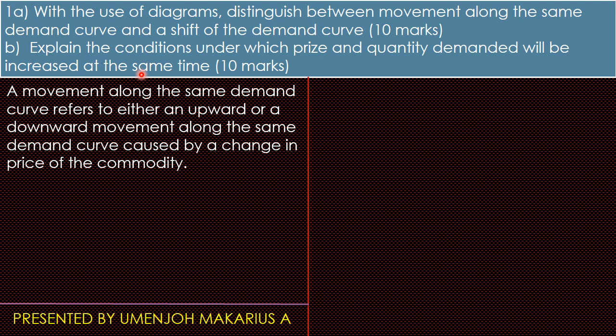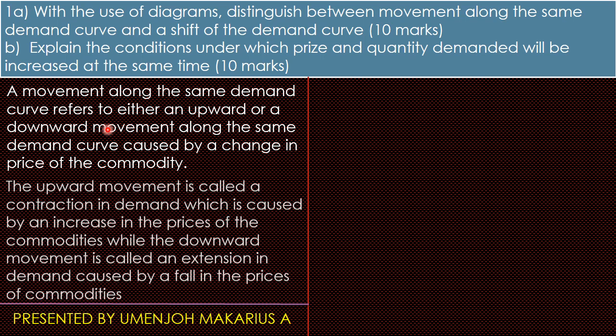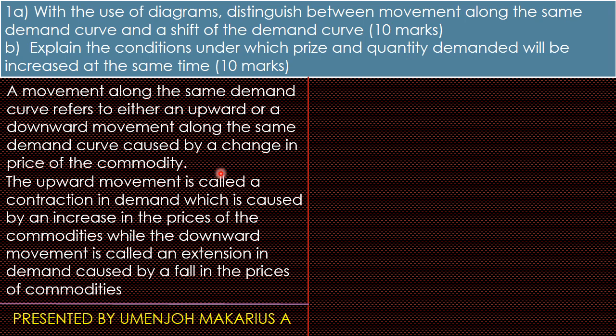Good. So friends, we said that movement along the same demand curve refers to either an upward or a downward movement caused by what? A change in the price of the commodity. Great. So friends, we should know that the upward movement is called a contraction in demand, which is caused by an increase in the price of the commodity, while the downward movement is called an extension in demand, which is caused by a fall in the price of the commodity.